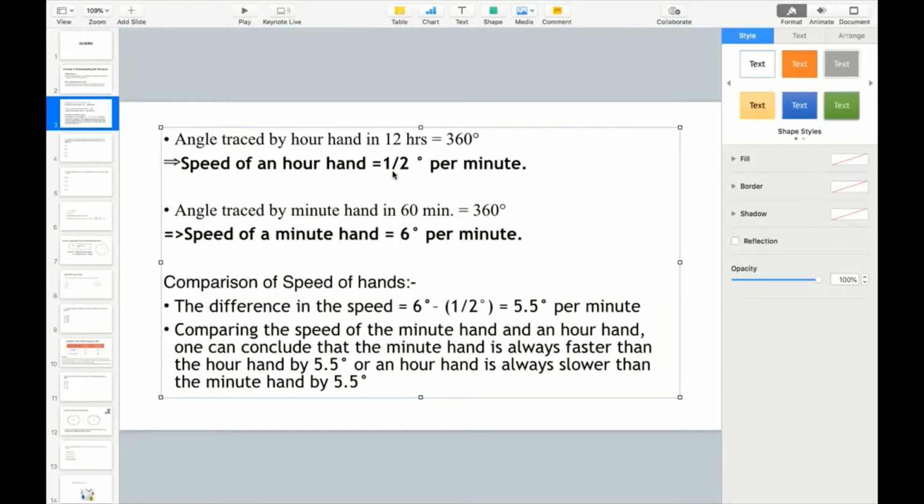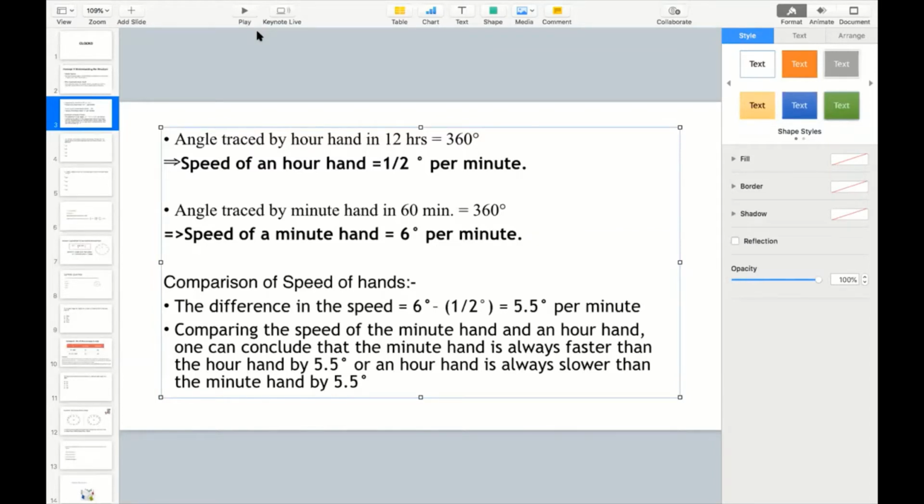Similarly, if I talk about the minute hand, you know that the minute hand comes back to its initial position after 60 minutes, right? Since the minute hand is also moving in a circular direction, I can say that in 60 minutes it has covered 360 degrees. And if it has covered 360 degrees in 60 minutes, in 1 minute it will cover 6 degrees. The minute hand will cover 6 degrees.